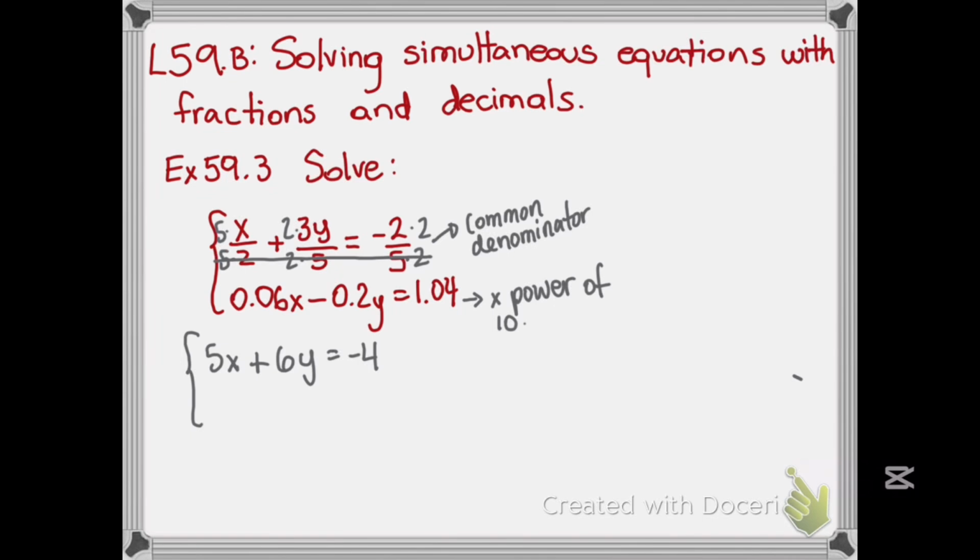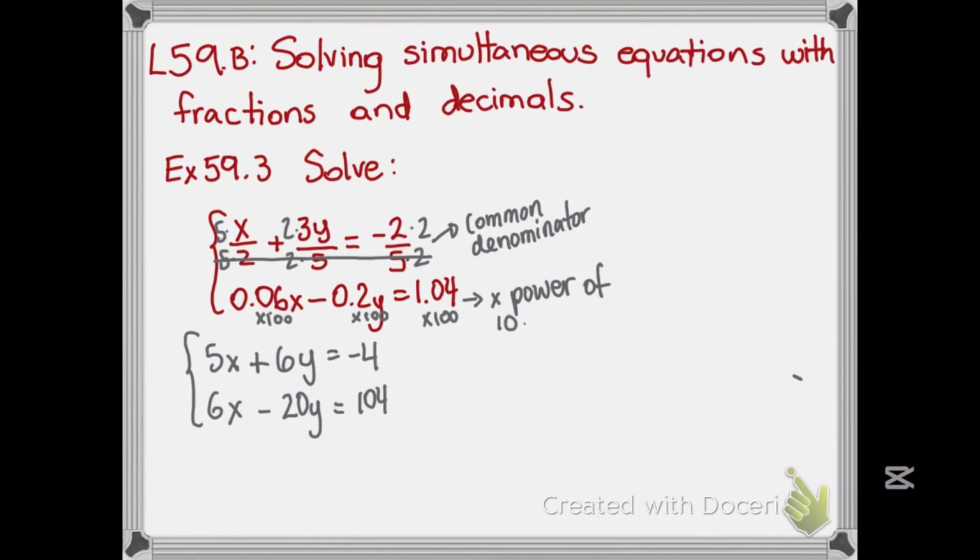Now for the one with decimals, we count how many decimals we have. We have 2 here, we have 1 here, and we have 2. So we're going to have to multiply all of the terms times 100 so that we don't change the value of the equation. And when I do that, I end up with 6x minus 20y equals 104.